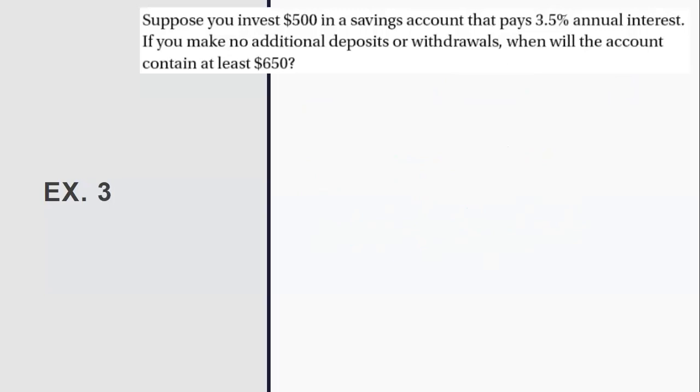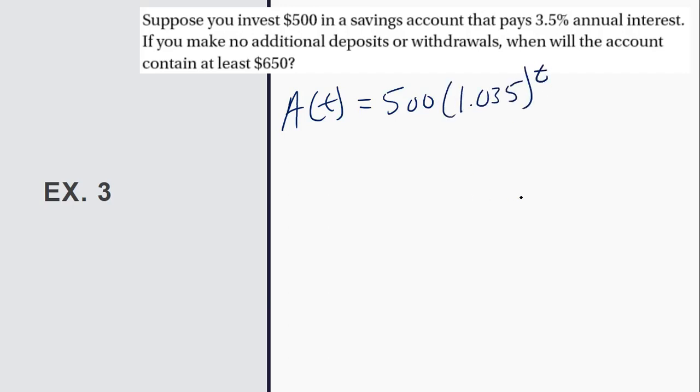Cool. All right, we're going to switch it up here. So using that same problem, we're going to analyze, if you make no additional deposits, when will the account contain at least $650? So at least $650. So using that equation we had, A of t equals 500 times 1.035 to the t, but this time we don't know what t is.